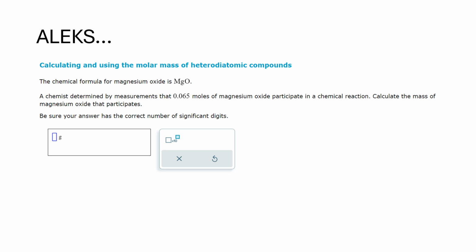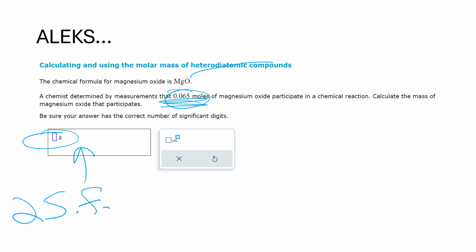We see that here. We have moles of magnesium oxide. We have to find the molar mass of magnesium oxide to go from moles to grams. You multiply by molar mass. You have 2 sig figs. So final answer should have 2 sig figs.